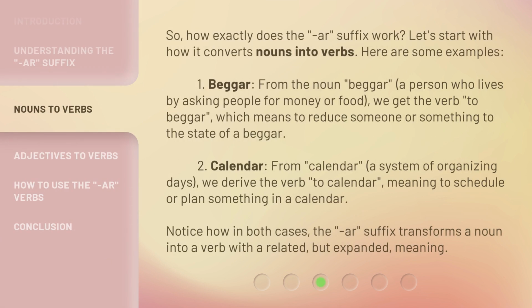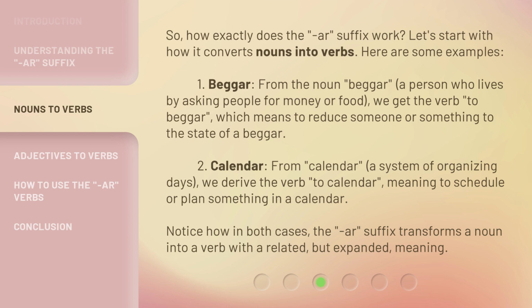So, how exactly does the AR suffix work? Let's start with how it converts nouns into verbs. Here are some examples. 1. Beggar. From the noun beggar, a person who lives by asking people for money or food, we get the verb to beggar, which means to reduce someone or something to the state of a beggar.